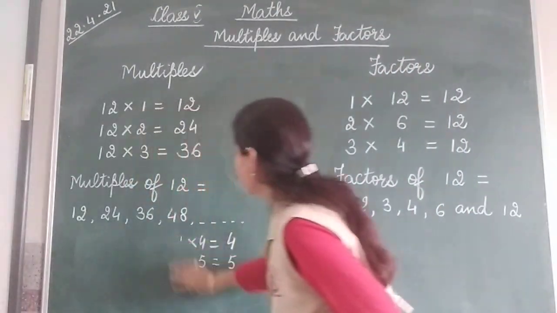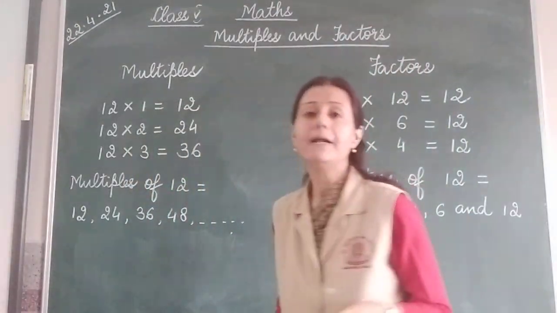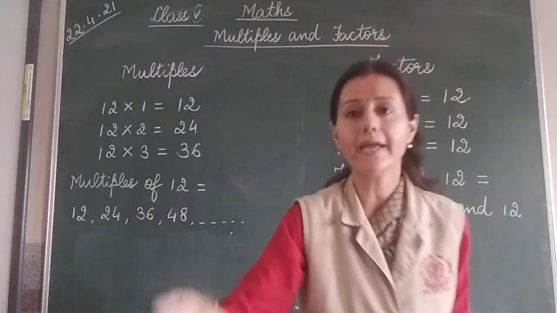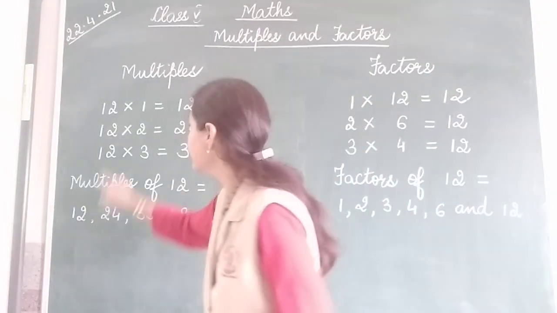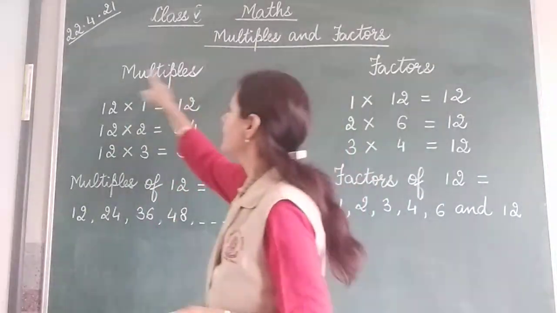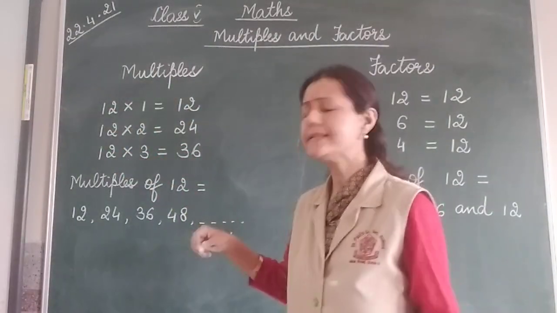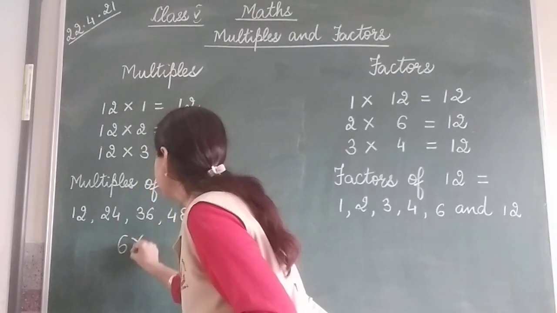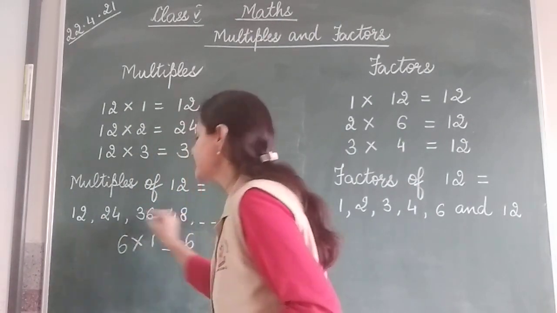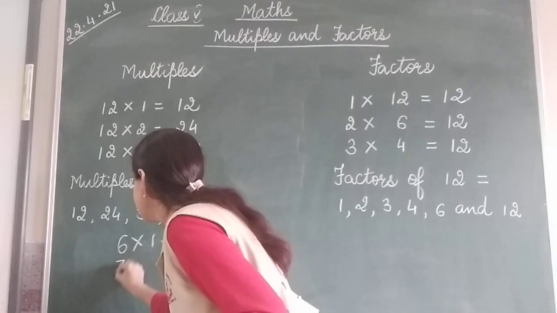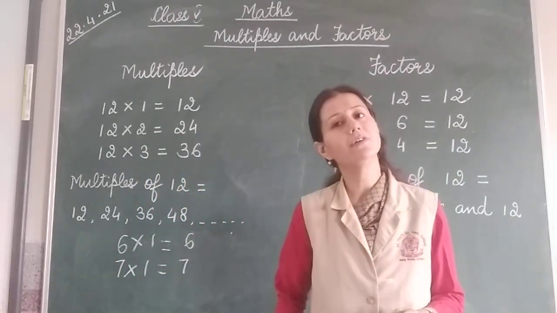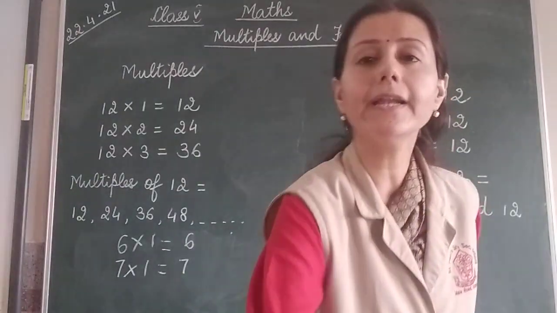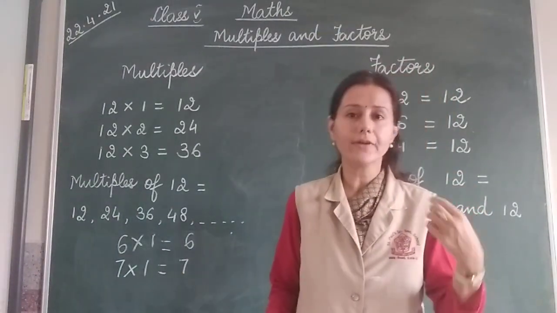Next property beta, every number is a multiple of itself. You can see 12 ones are 12, so 12 is a multiple of 12. Let us take any number, say 6. 6 ones are 6, so 6 is a multiple of 6. 7 ones are 7, so 7 is a multiple of 7. So beta, every number is a multiple of itself.